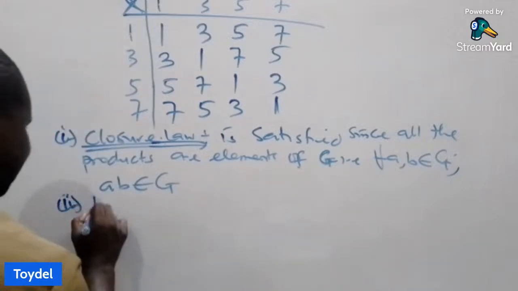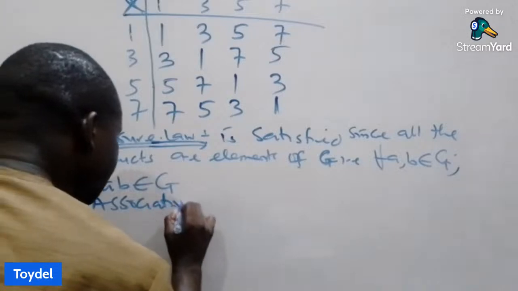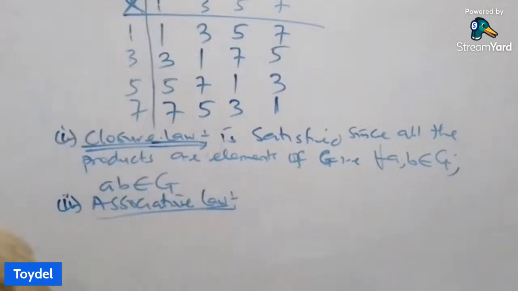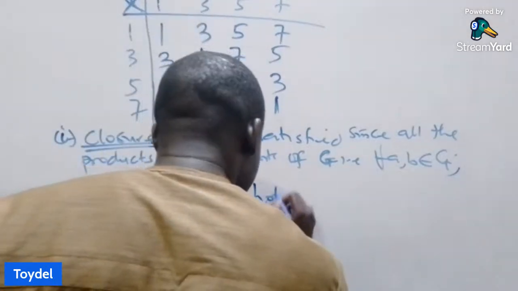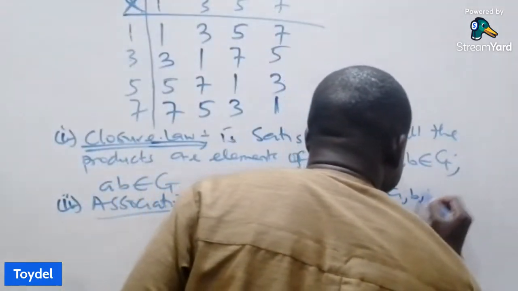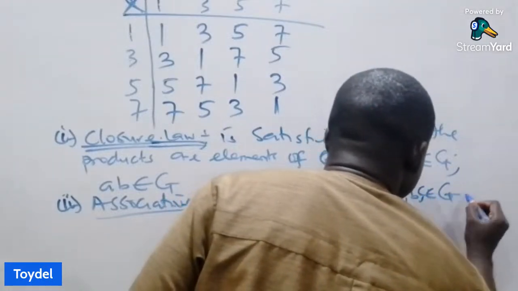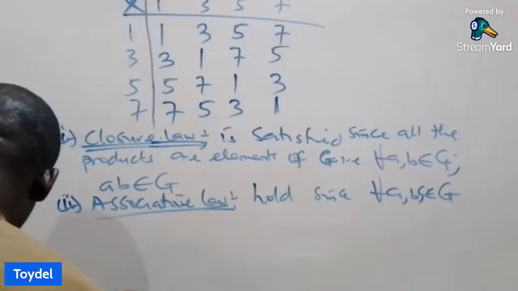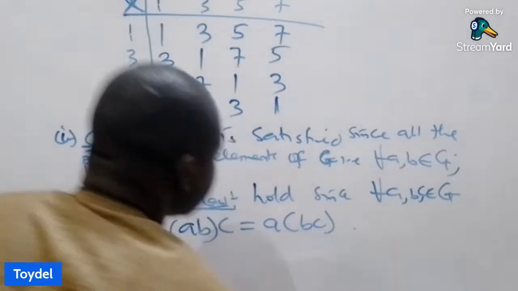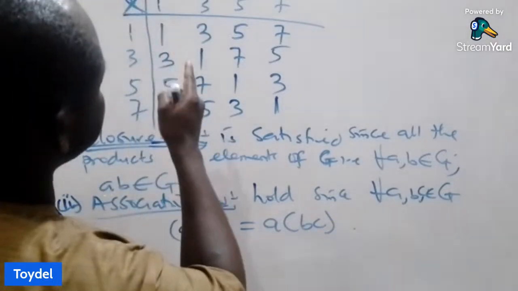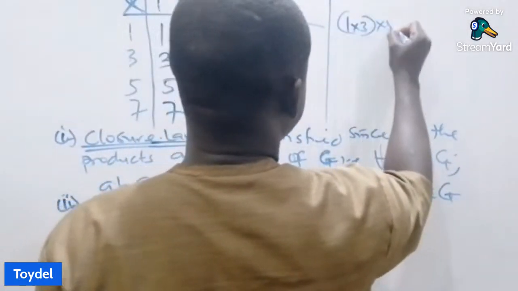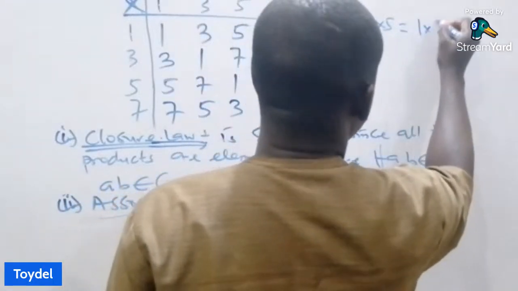We go to the second one. That's associativity, the associative law. That is, if you pick 3 elements, irrespective of the arrangement, are we going to get the same thing? Associative law holds since, for all A, B, C that belongs to G, AB multiplied by C will give us the same thing as A multiplied by BC. Let's check it out here. Let's pick 1, 3, 5. So if I say 1 times 3 in brackets times 5, are we going to get the same thing as saying 1 multiplied by 3 times 5?